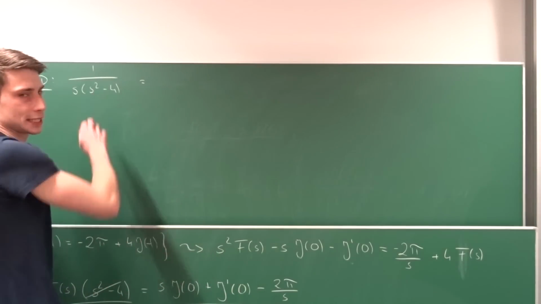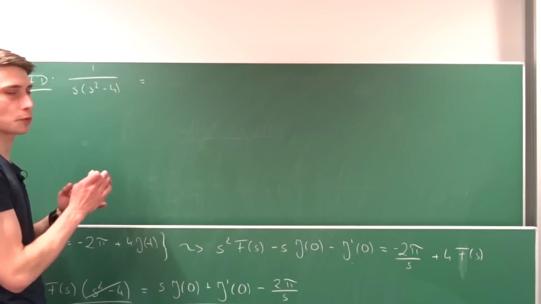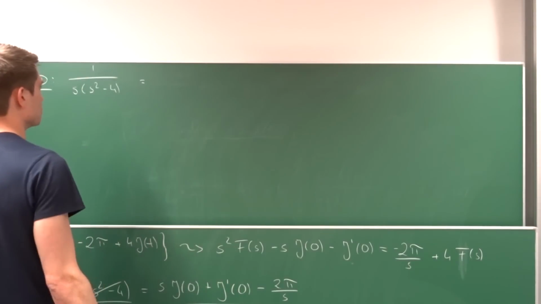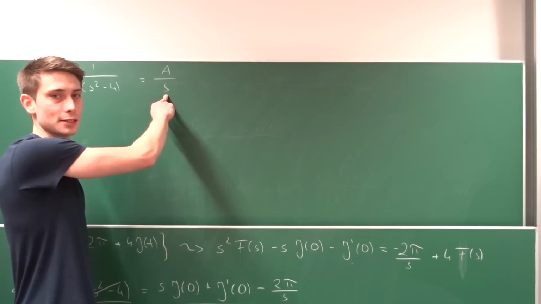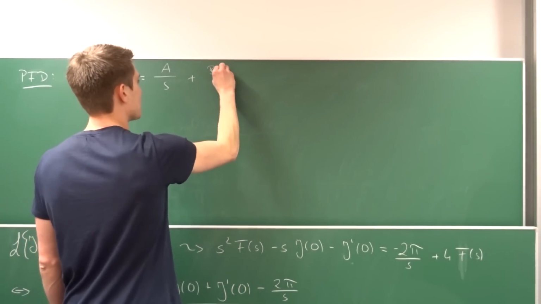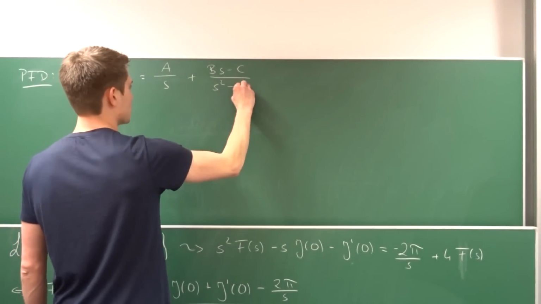So how can we break this up? Since we have two factors down here in the denominator, we want to break this up into two new fractions, in total, into the sum of two new fractions. So at first we are getting A over s, the degree of this denominator is 1, so we need a degree of 0 up here, and then positive Bs minus C, for example, over s squared minus 4.